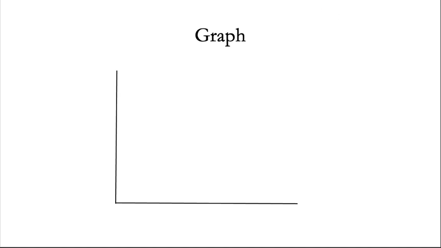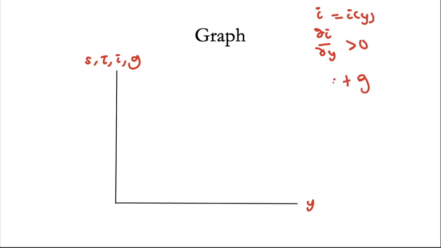And because we know that investment is a function of income and it is positively related to income, here we have S, tau, I, and G. Here we have Y. So delta I over delta Y is positive. That means, because G is autonomous plus I, and G is constant but I depends on income, which is positive, the whole I plus G, or injection function, is upsloping, isn't it?